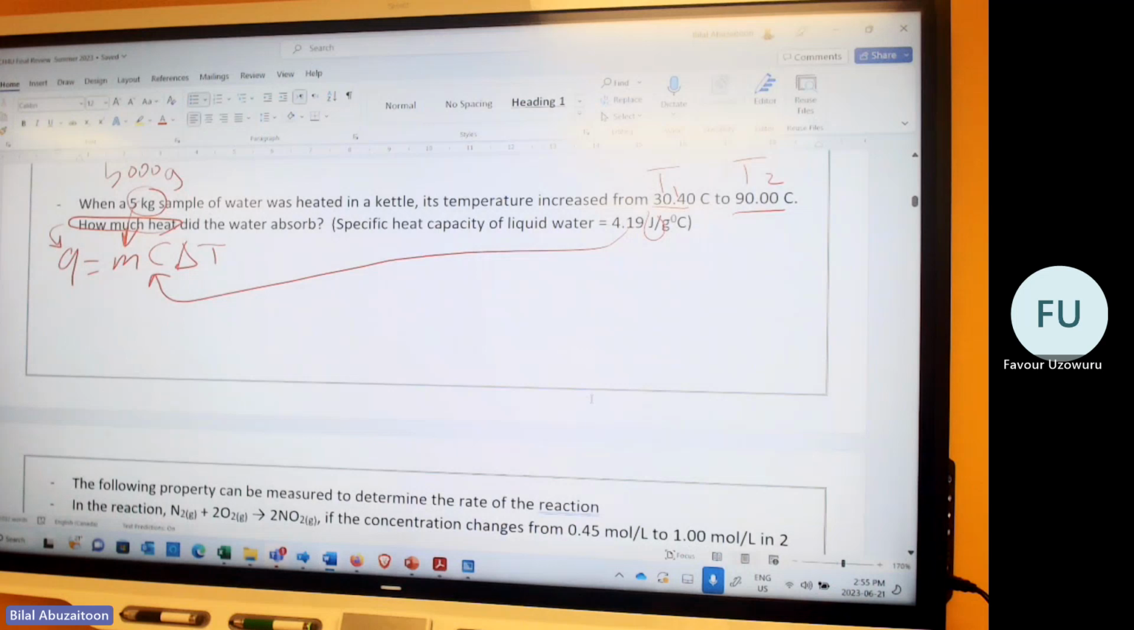C, initial. Yes. T initial or 1, T final or 2. Final minus initial, 2 minus 1 always. Delta T should always be T2 minus T1, or T final minus T initial. Yeah, 90 minus 30. Okay, that means times 5,000 and 4.1.